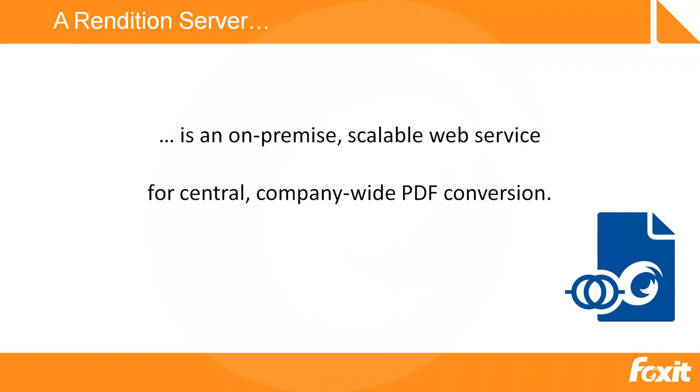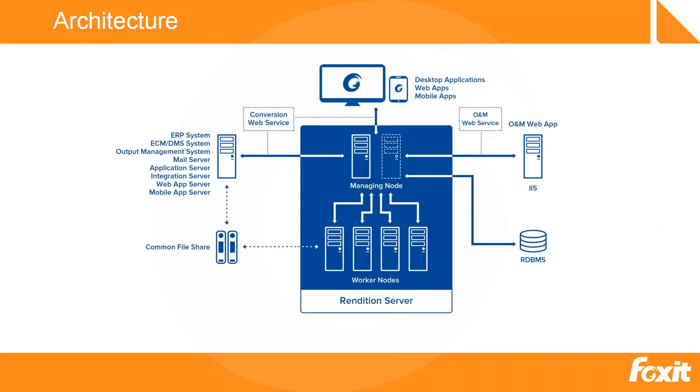Central and company-wide looks a bit like a contradiction, but with central we mean it's one central service. It's installed in your central data center, and it's used company-wide. So be it from desktop software or mobile devices like a smartphone, or server-based applications, for example your ERP system or your ECM system, they can all use this central PDF conversion service. So that's in a nutshell what a rendition server is. Most things are covered here.